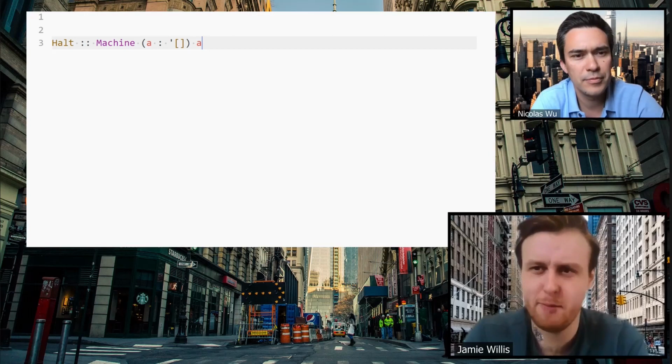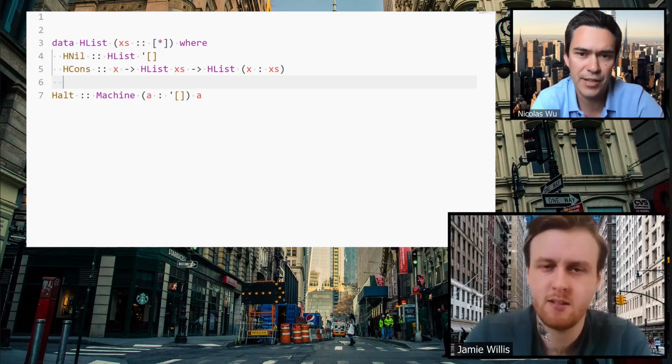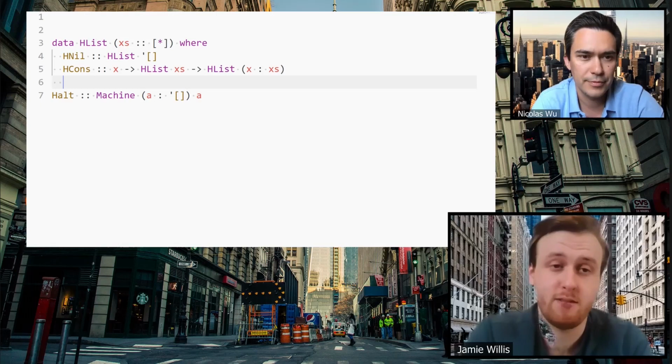Whoa, wait. How does that get implemented? I see. You just use an H list. It's a heterogeneous list so that the values can have different types. The types of each element are kept in a type level list, and this list is the same as the one that will appear in our instruction types. Oh, right. Okay. Thanks for that. Carry on. Right. Where was I?